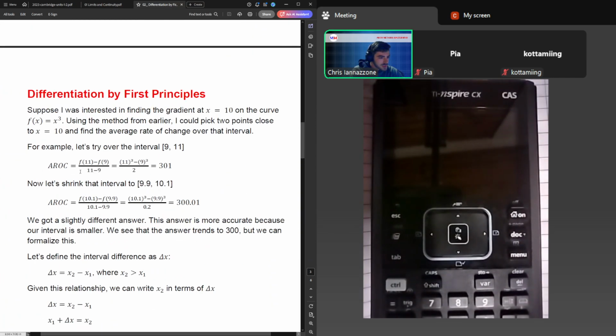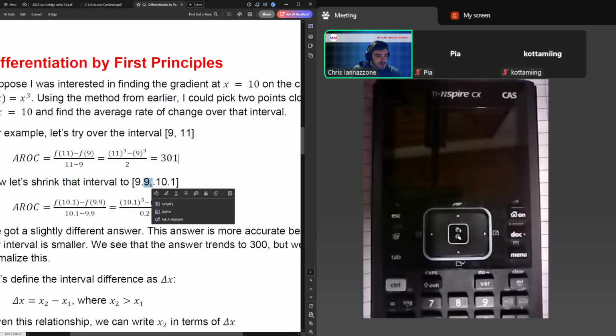To sort of highlight what's going on here, I've got a cubic. I pick a cubic because the numbers are a lot larger to work with, so you can see the magnitude of what's really happening. So let's say I have a cubic. I want to find the gradient at x equals 10. Let's say I choose one x value either side of that. If I do my average rate of change, I'll get a gradient of 301. Decent approximation, not quite perfect.